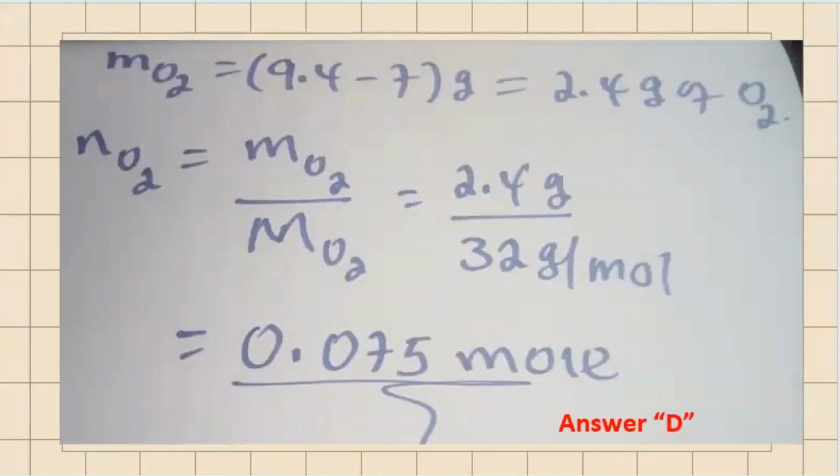Then calculate the number of moles of O2, because we are asked to find the number of moles of oxygen. You have to convert this calculated, required mass into number of moles. Number of moles of oxygen equals the required mass of O2 divided by the molar mass of O2. 2.4 gram divided by 32 gram per mole equals 0.075 mole. Therefore, the answer is D.